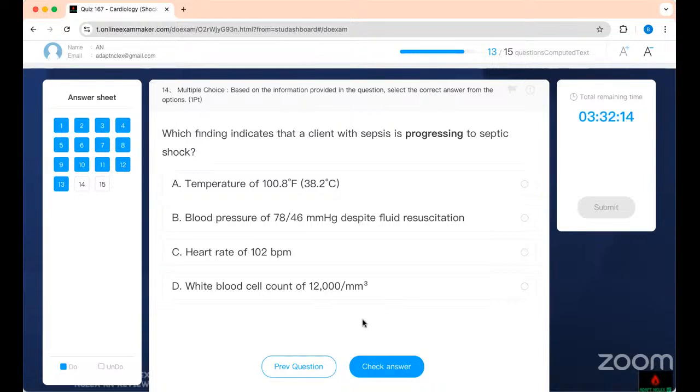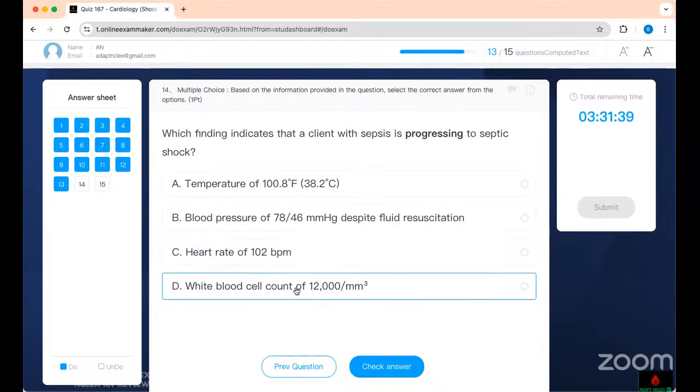Which finding indicates a client with sepsis has progressed into septic shock? Test-taking strategy: what is the key word? I have progressed into septic shock. This is the opposite of the other question we saw, early signs of shock. Now I have progressed into septic shock. Pick an answer that shows I'm in shock. What is the problem? It's sepsis. The temperature does not tell you it's shock. Blood pressure means hypoperfusion. That is shock. Heart rate does not tell you it's shock.